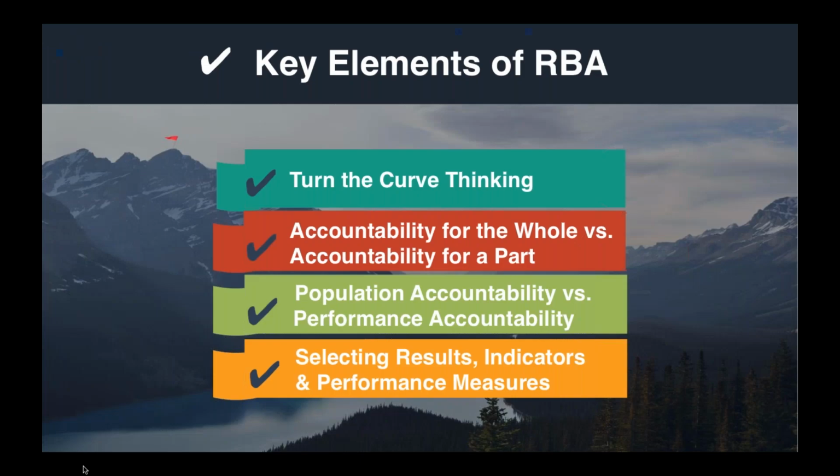So in summary, the key elements of results-based accountability that you've been introduced, at least on a preliminary basis, you've been introduced to are turn the curve thinking, accountability for the whole versus accountability for a part. In particular, the most important application of that concept, population accountability versus performance accountability. And finally, selecting results, indicators, and performance measures. And I should add the importance of language discipline.